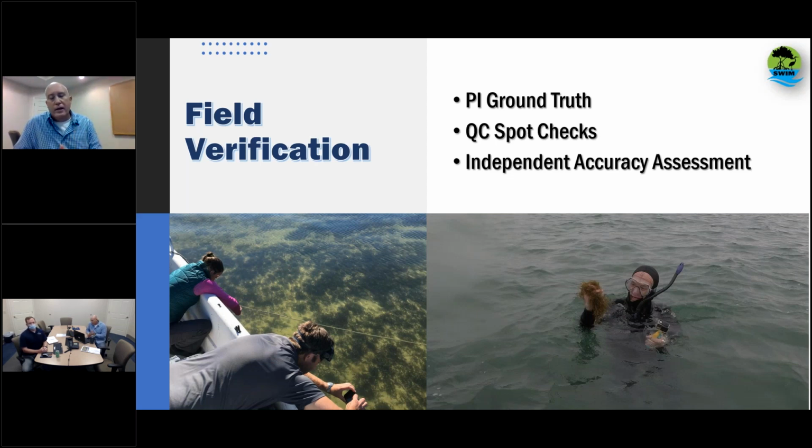So we have 3 types of field verification. We have what we call the PI ground truth. We have the quality control spot checks, and then the independent accuracy assessment, which I talked a little bit about earlier. All these field operations occur during or shortly after the time of acquisition, all the way to today. And so the spot checks are things that we do really throughout the mapping cycle. The PI ground truth and the independent accuracy assessment data collection typically happens during or shortly after acquisition.